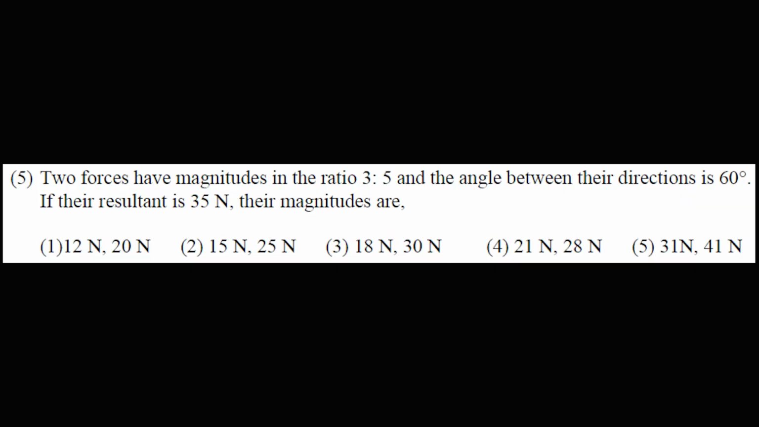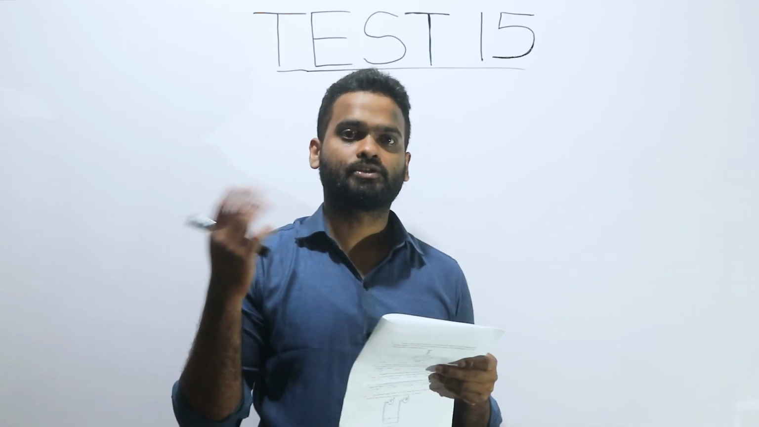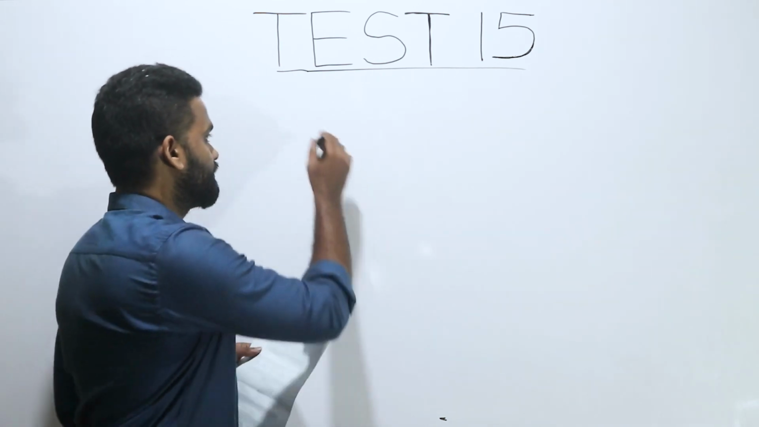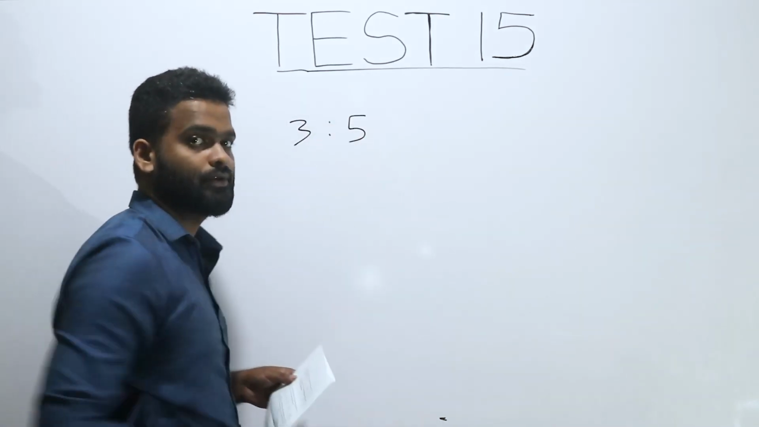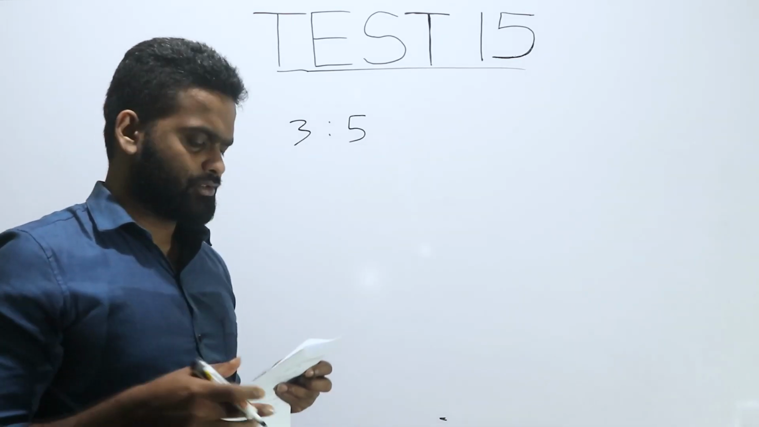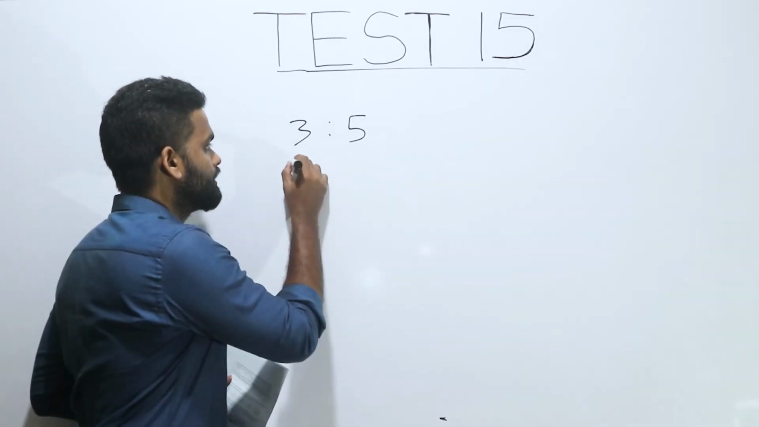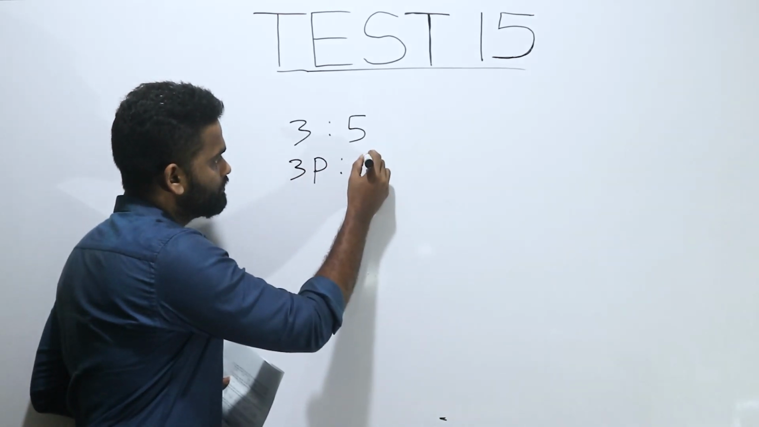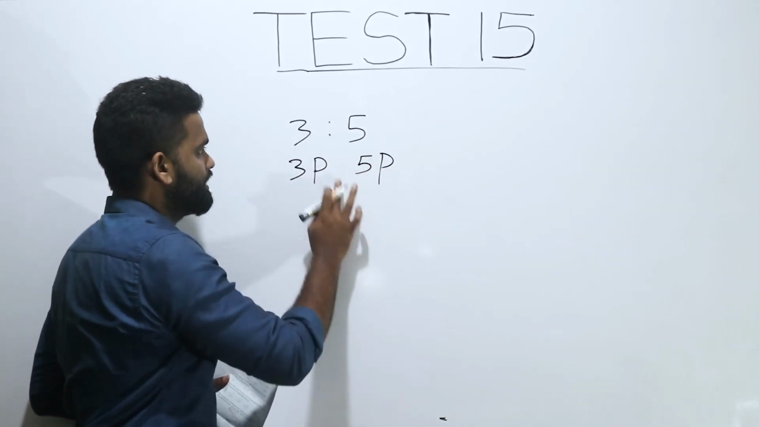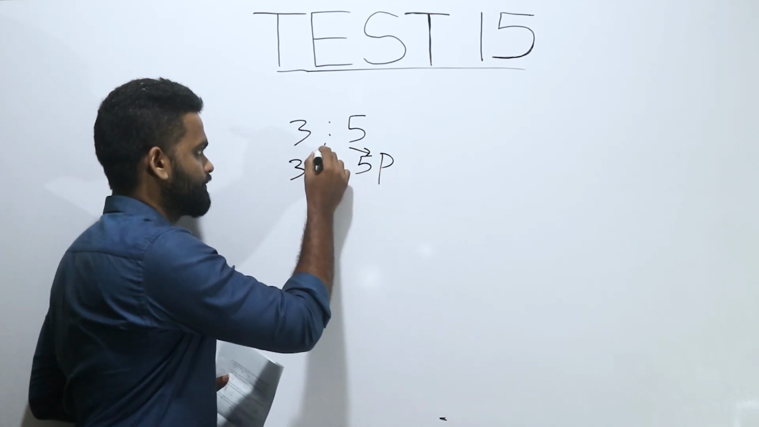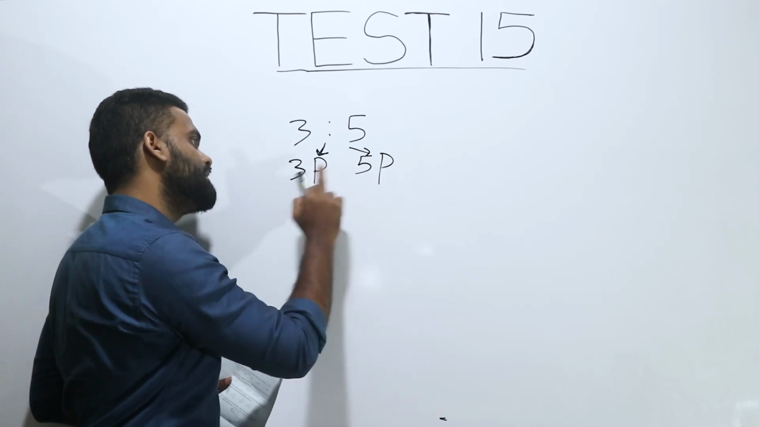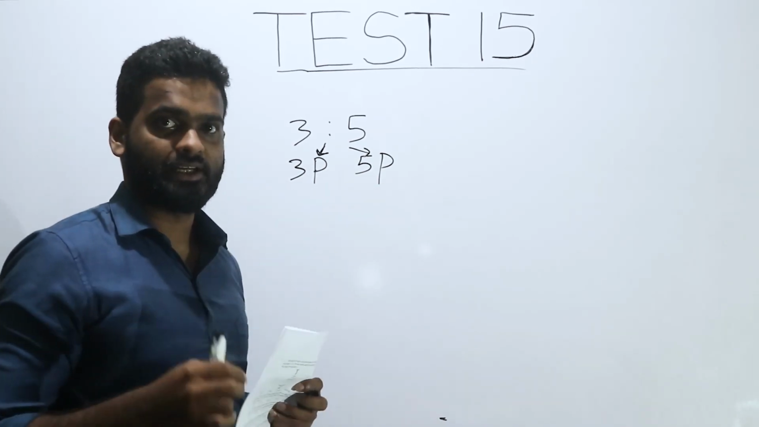Question. Two forces have magnitudes in the ratio 3:5 and the angle between their directions is 60 degrees. If their resultant is 35 Newton, their magnitudes are. So they have given two forces and the ratio of the two forces is 3:5. If it is 3:5, I'll use this as 3p and 5p. So 3p and 5p are the two forces. I can take it like that.